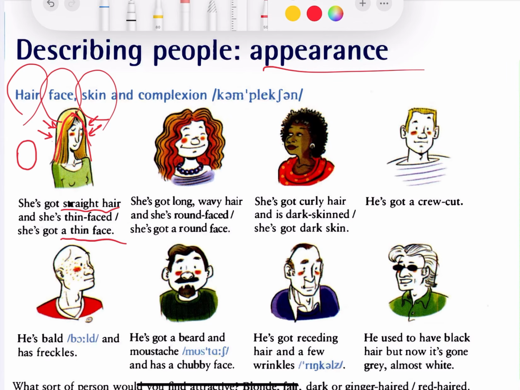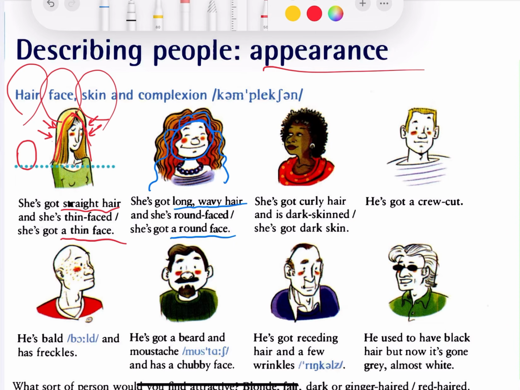Now look at this picture. You can see that she has long and wavy hair. So we say she has long wavy hair. Also, we can see her face. You see the face is round. So she has a round face.